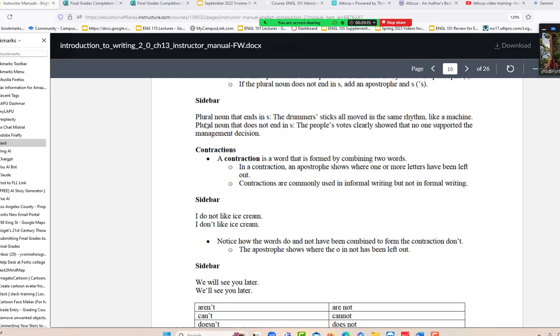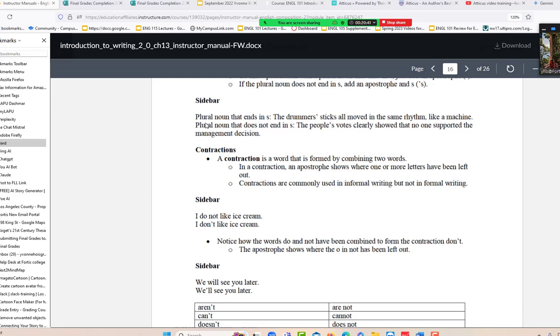Plural noun that does not end in an S: The people's votes clearly show that no one supported the management decision. Contraction: a contraction is a word that is formed by combining two words. In a contraction, an apostrophe shows where one or more letters have been left out. Contractions are commonly used in informal writing, but not in formal writing.